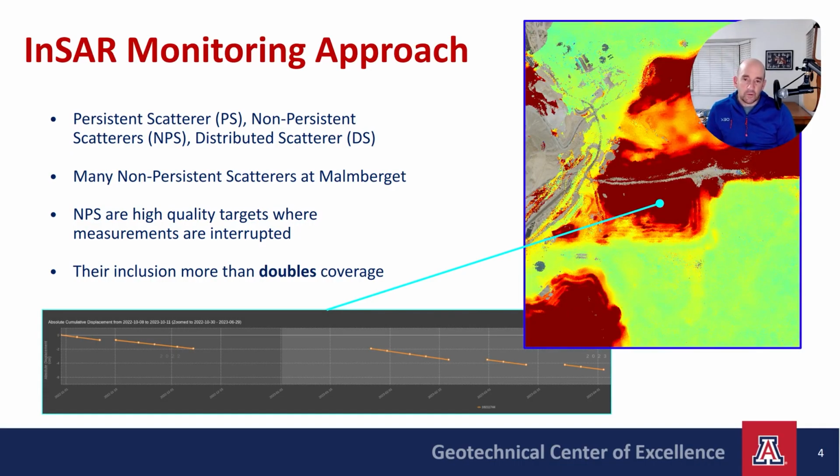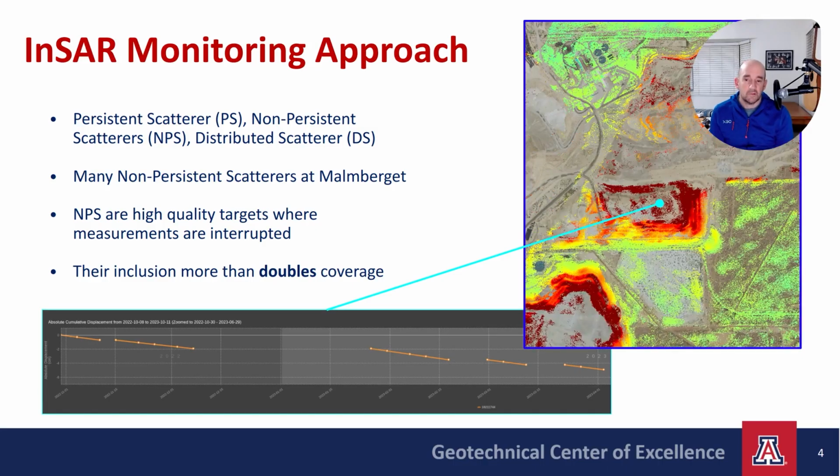In addition to that, we also monitor non-persistent scatterers. So these are also dominant, but they don't persist over the time. And you can see a time series here in the bottom of a broken time series that nevertheless contains useful information. And there are many non-persistent scatterers at this site, probably double the coverage by just including non-persistent scatterers.